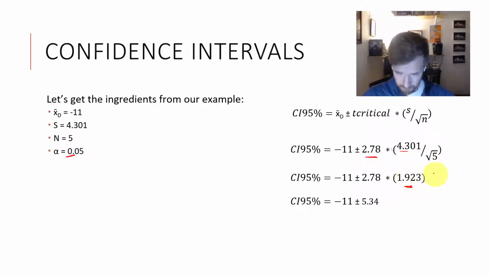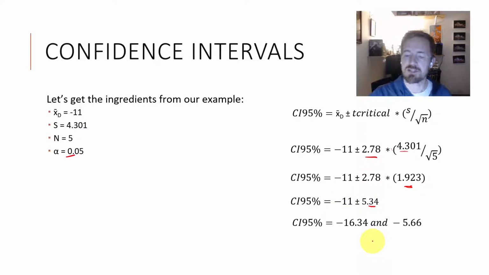If you remember what the sampling error was, you're going to be multiplying that by your t-critical, and then adding that value. In this case, it's 5.34. We're going to be adding that to the top of negative 11, and we're going to be subtracting it from the bottom, which gives us negative 16.34 and negative 5.66.